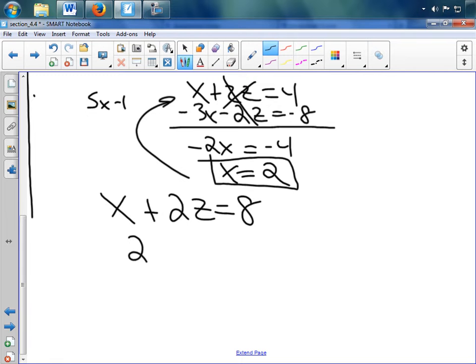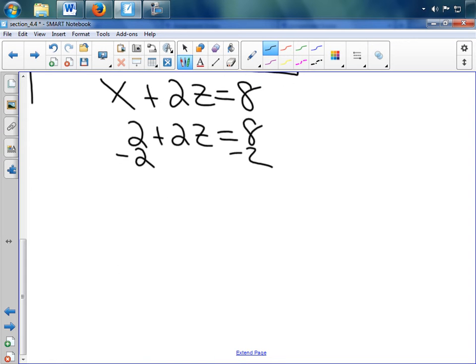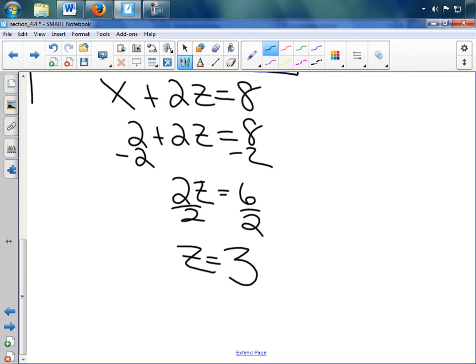So 2 plus 2z equals 8. I'm going to minus 2. Minus 2. 2z is equal to 6. I'm going to divide by 2. Z equals 3.